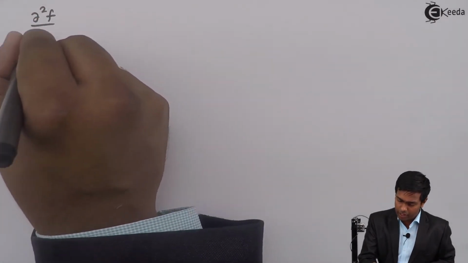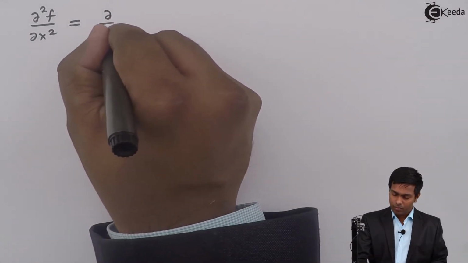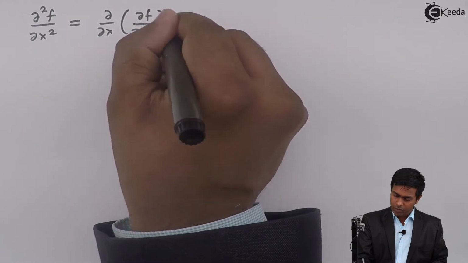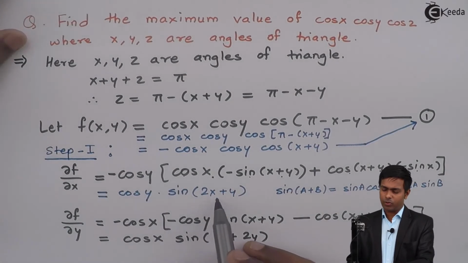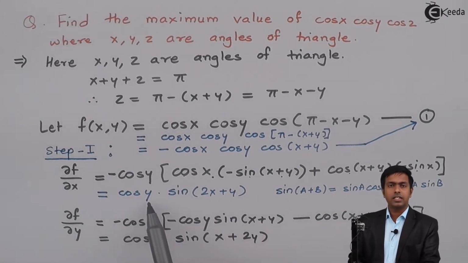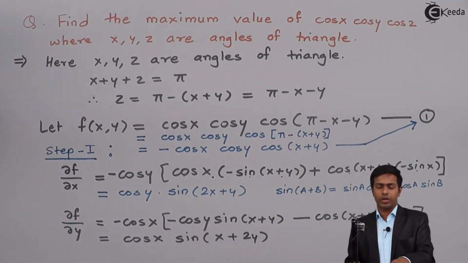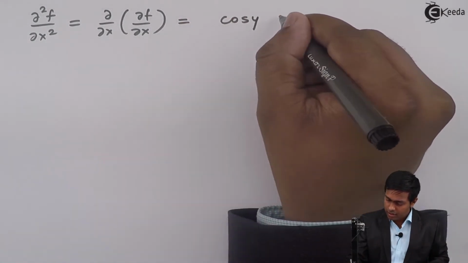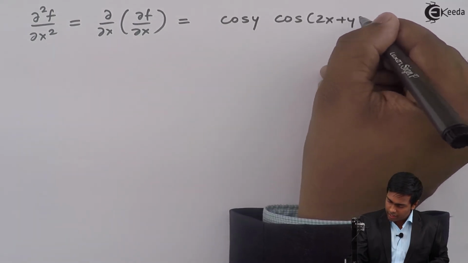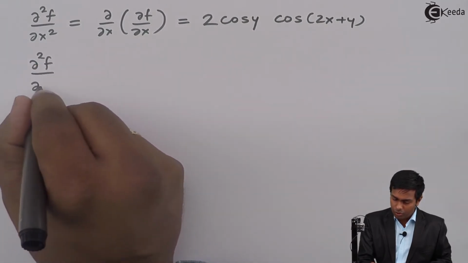First of all we'll find out ∂²f/∂x². For that we'll partially differentiate ∂f/∂x with respect to x. The value of that is cos y into sin(2x + y). So cos y is constant since there is no x, so I'll copy it down as it is, and the derivative of sin(2x + y) is cos(2x + y) into 2. So it is cos y as it is, cos(2x + y), and the derivative of 2x is 2.